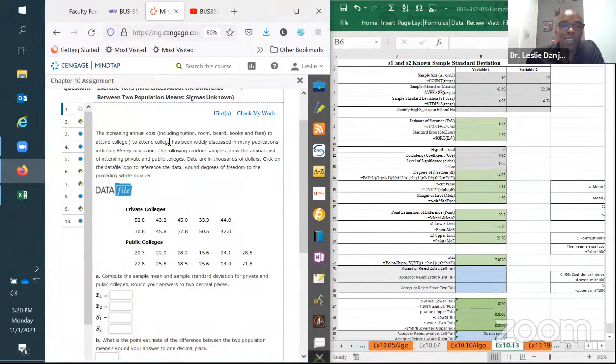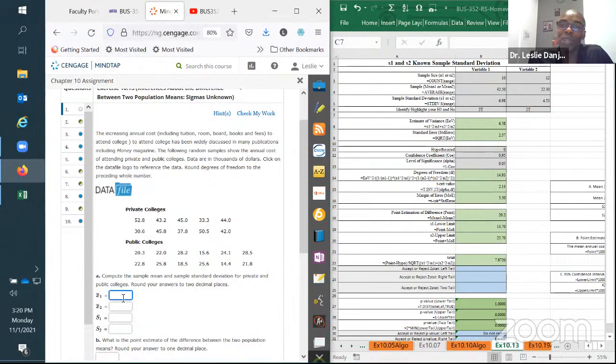I am looking for anything that says less than or greater than. All right, I don't see anything that says freedom to the preceding whole number. Okay, I don't see anything that says less than, greater than, so I'm going to assume that it's a two-tailed test. So for two-tailed, I'm just going to put 2T. All right, so we've got everything that we need.